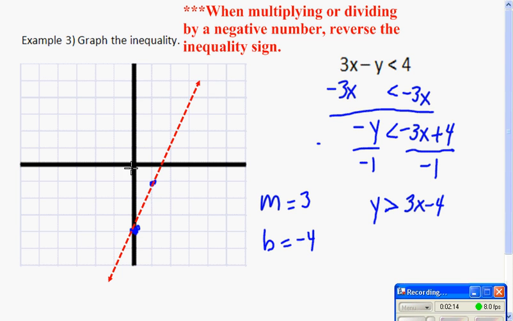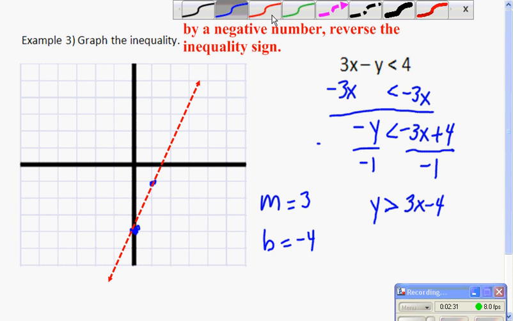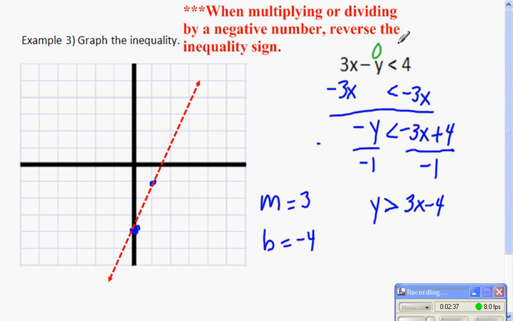Now next we have to shade. In order to shade here, we're going to do what we've done before. I'm going to use a point to test. So I'm going to use 0, 0. If I come back and I put 0, 0 into my equation, if I put 0 here, 3 times 0 is 0. Minus 0, my inequality would state that 0 is less than 4. So I have 0 is less than 4, which is a true statement.